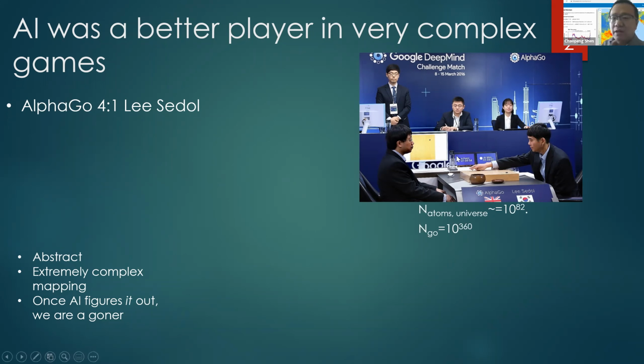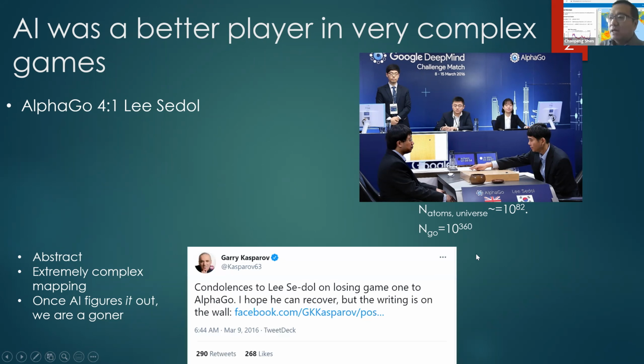This is the very epic battle between AlphaGo and Lee Sedol. When Lee Sedol lost the first game, Garry Kasparov, who lost to Deep Blue in the 1990s, came out to say, condolences to Lee Sedol, and I hope he can recover, but the writing is on the wall. At the time, we thought it was still a fluke on the machine side. Maybe the next games would be different.